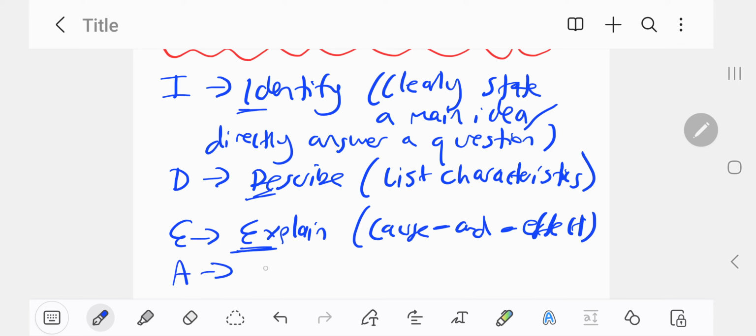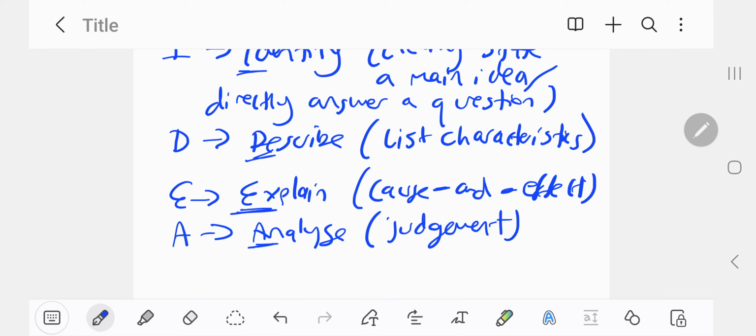And A is usually assess or analyze. I'll put analyze here. Analyze is giving a judgment, making a decision. And this comes from stating pros and cons, so advantages and disadvantages.